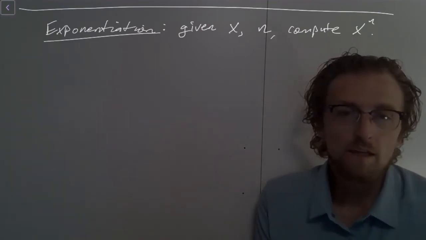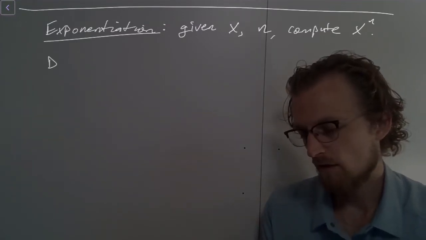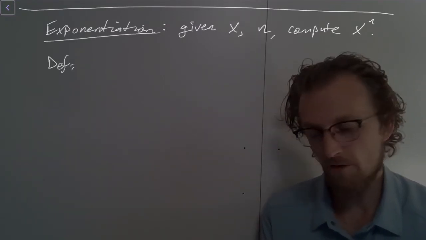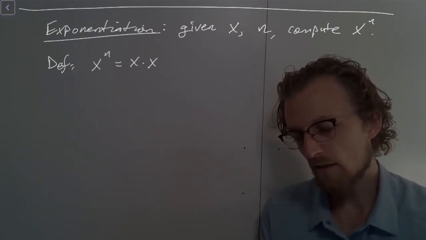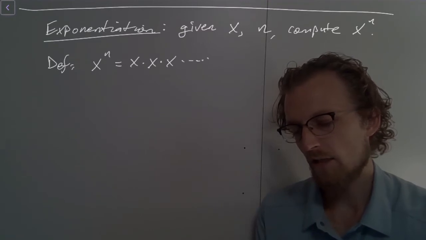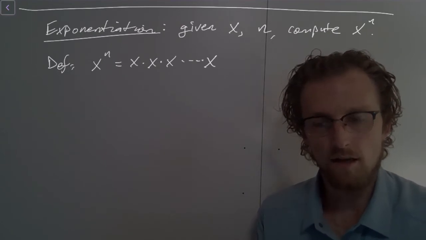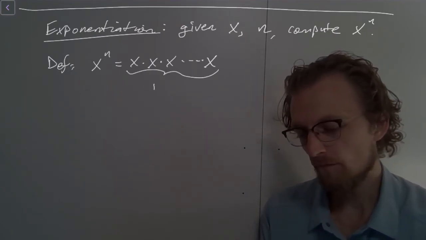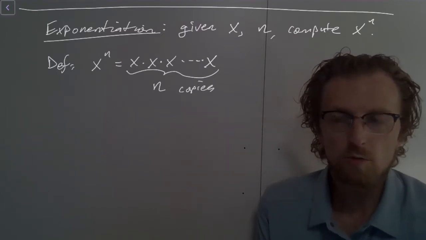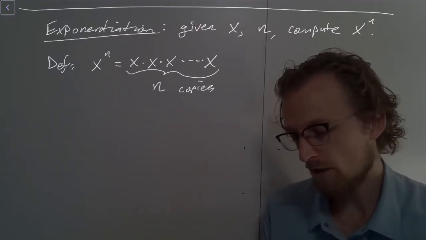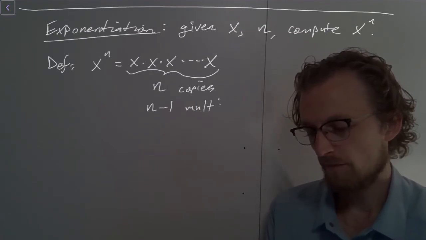Well, you could begin by just thinking, let me write down the definition of x to the n, right? What is the definition? Well, x to the n is just x times x dot dot dot times x, where all told there are n x's in there, n copies. So how many multiplications would we perform if we just followed the definition? We would perform n minus 1 multiplications.